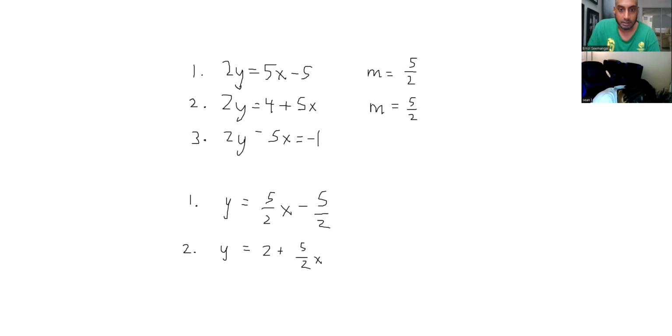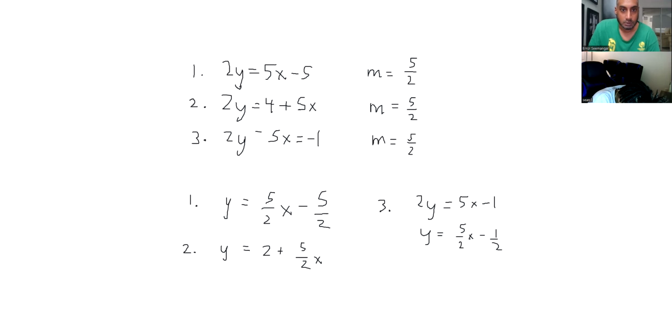Okay. Now number 3, we're going to do the same thing again. Solve for y, but we have to put it in the right form. It's not in the right form. So let's do a couple steps here. 2y equals 5x minus 1. Now we're going to divide both sides by 2. So it's the same thing, 5/2x minus half. So all 3 of them have the same slope. So they're all parallel to each other.